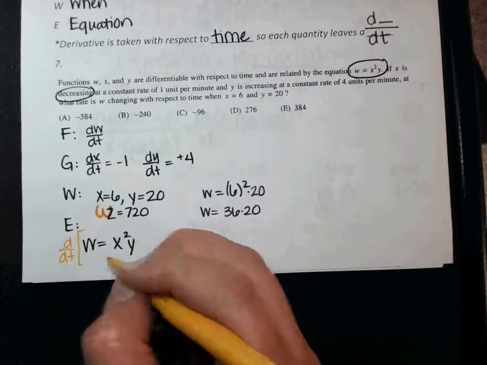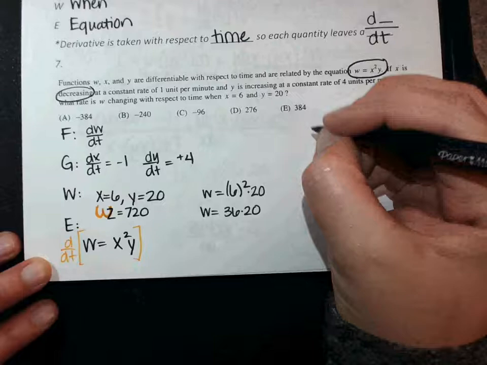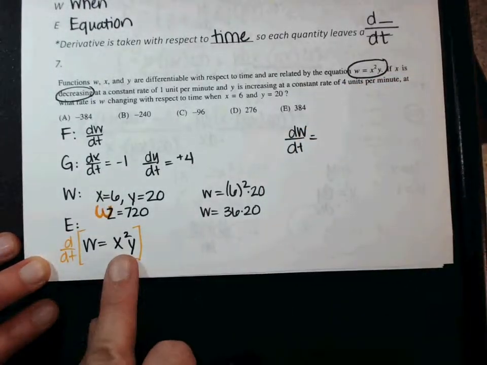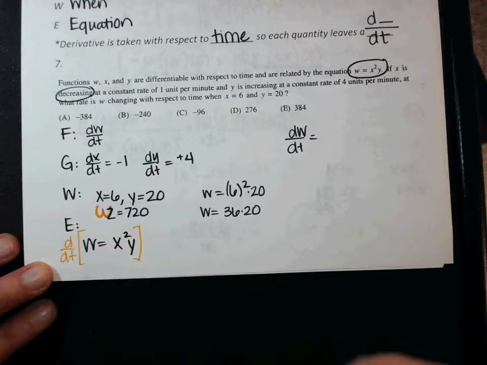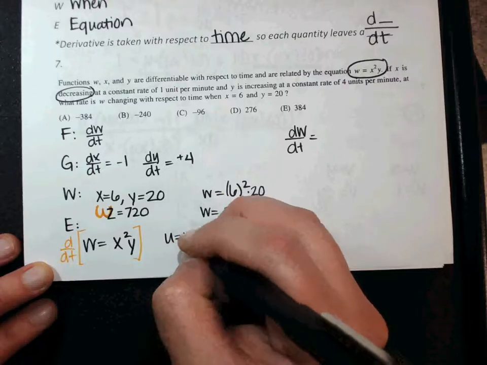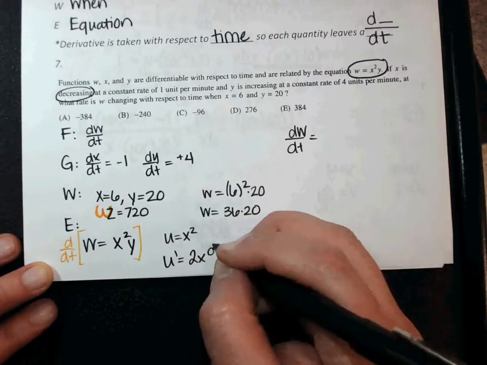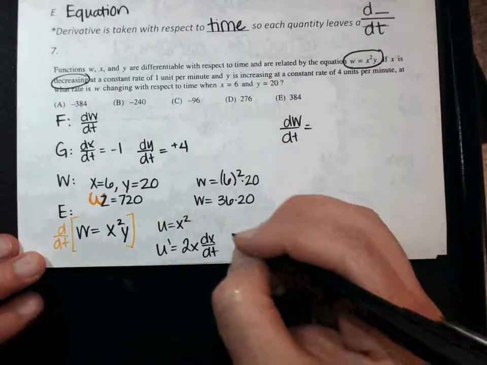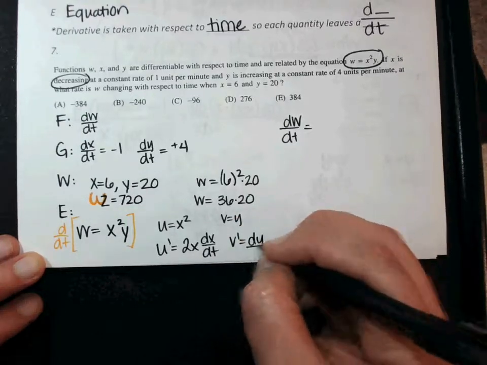And remember, when you do it with respect to time, anything that's not a t leaves behind one of those. What's the derivative of w then? dw/dt. And on the other side, what rule are you going to need? Product. Very good. So my u is going to be x squared. What does that make my u prime? 2x dx/dt. Then on my other side, my v is going to be y. Derivative of that is dy/dt.